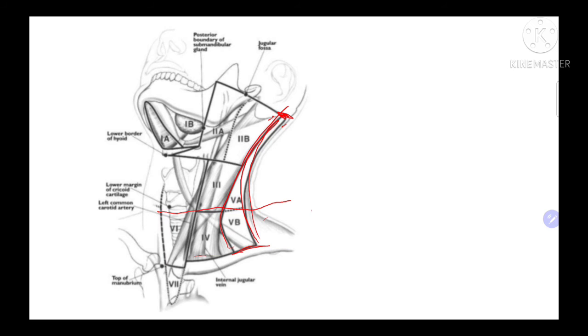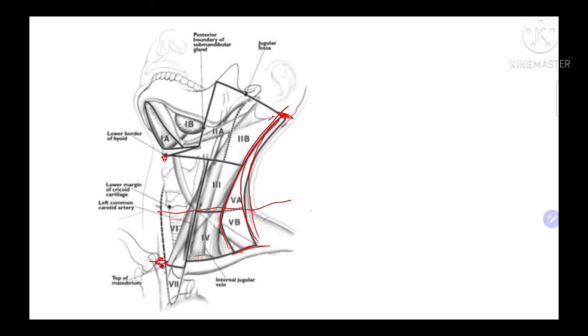Level 6, we have the central anterior compartment, as you see here. Superiorly, we have the inferior border of the hyoid bone here. You see here. Inferiorly, the superior border of the manubrium of the sternum, or the suprasternal notch. Anteriorly, the platysma muscle. Posteriorly, the trachea in the middle, and the prevertebral space more laterally. Laterally, we have the medial border of both common carotid arteries.